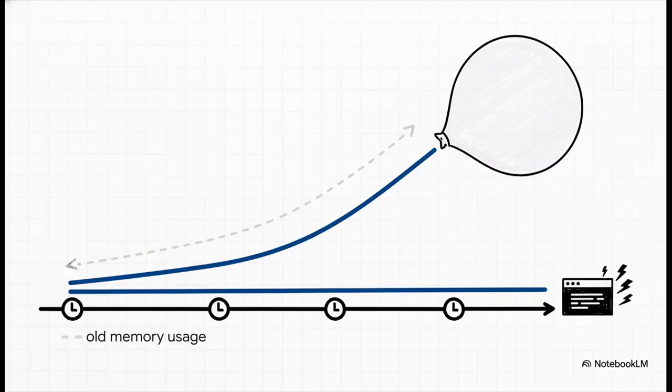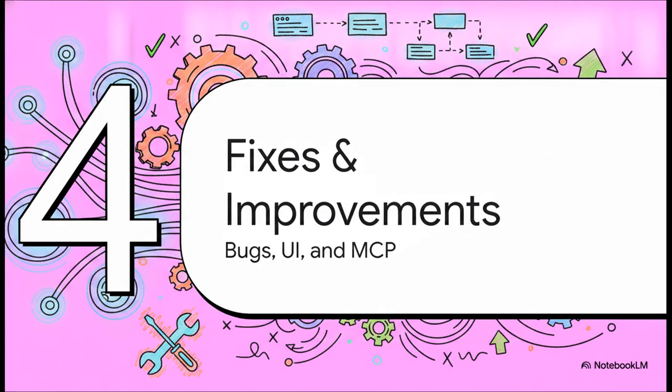Pair that CPU drop with a fix to the terminal output cache, which reduces memory growth during long sessions. Before, memory usage could kind of creep up on you over time. Actually, scratch that. It could aggressively balloon on you. Now, this fix stops that creep in its tracks, so your memory footprint stays in check during those marathon coding sessions, and your terminal stays just as snappy at hour 8 as it was at hour 1. Which brings us to Section 4, Fixes and MCP Improvements.